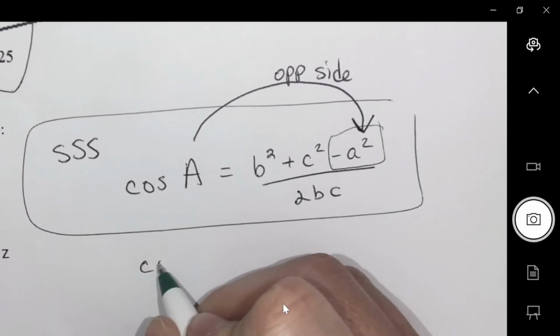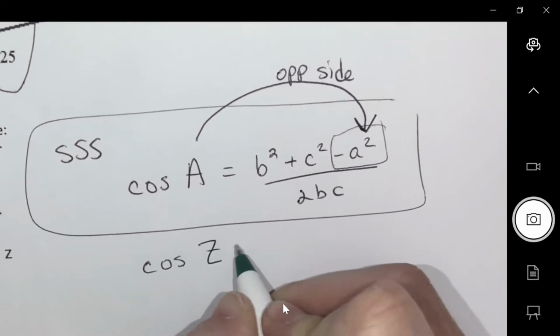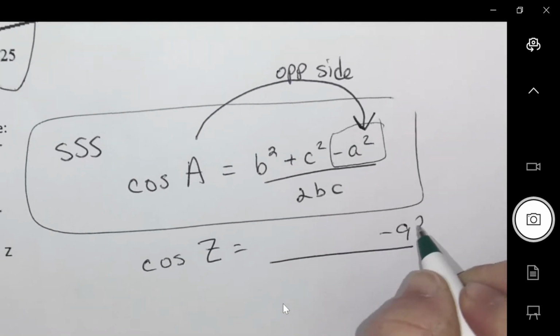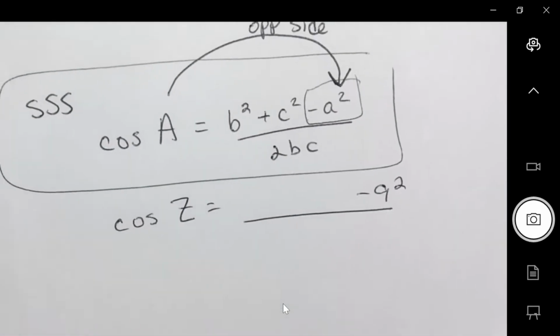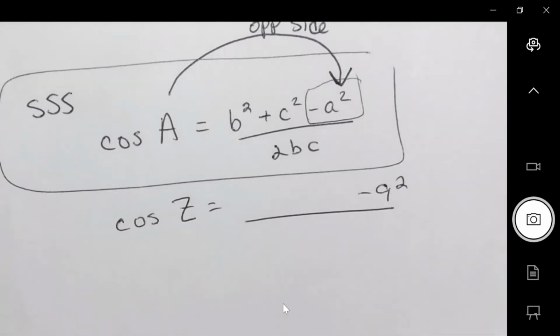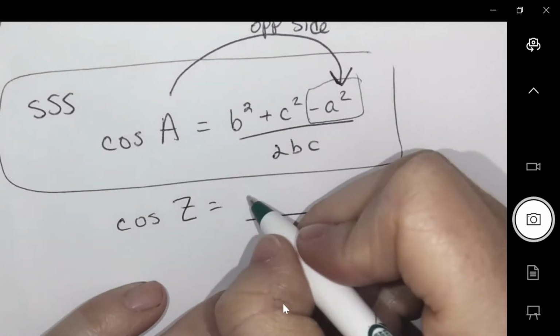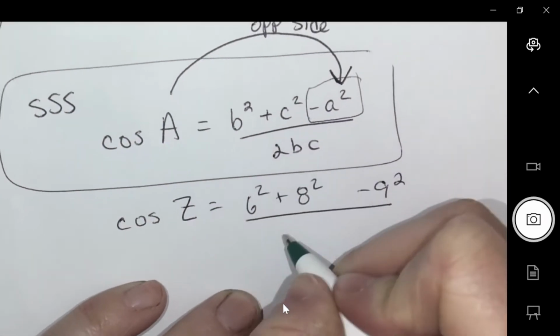So even when I'm setting this up, for instance, I'm going to go cos of z, this is what I first do, like that. Okay, I got to make sure across from the z, the 9, is in that spot. Then everything else just gets filled in. So the 6 and the 8 just go into the other places, but that one has to go there.